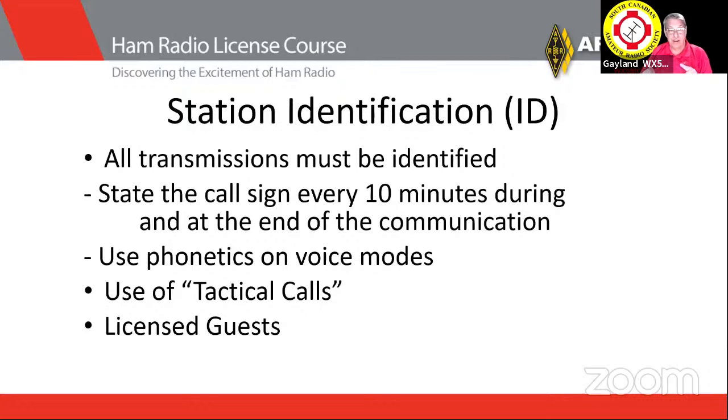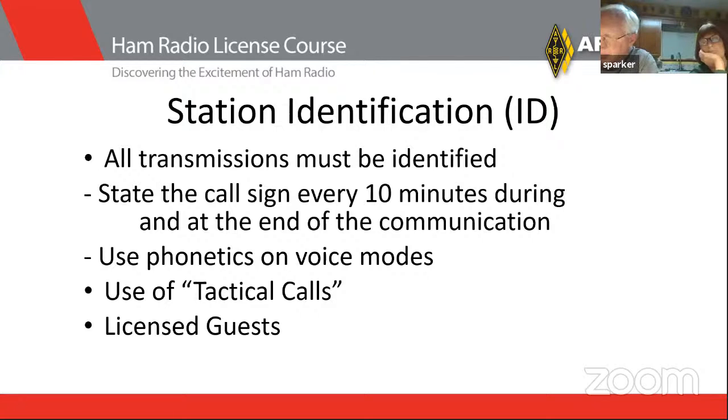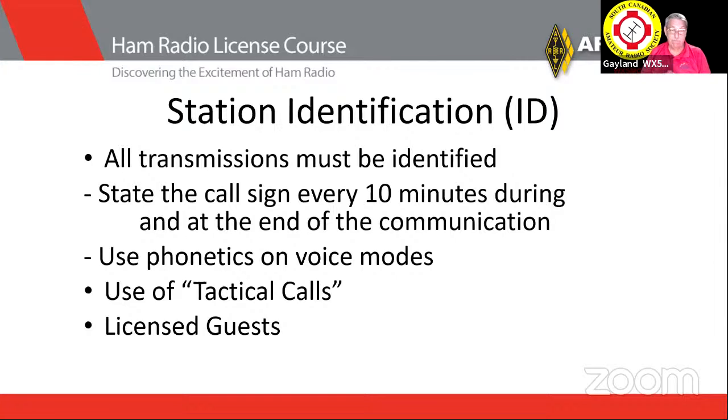However, once again, all transmissions have to be identified, and you have to give your FCC issued license call sign every 10 minutes and when you're done. So when signing off, I may say, "This is more EOC, WX5MOR." Given my tactical, given my FCC mandated. So again, tactical calls are fine.